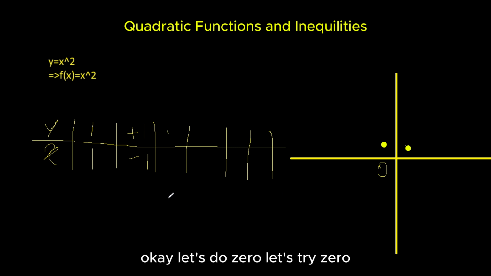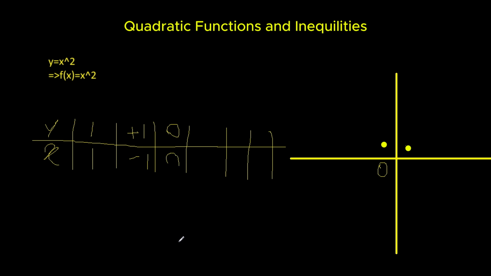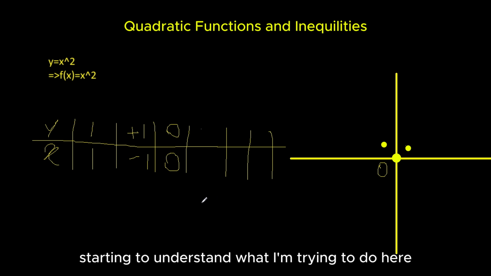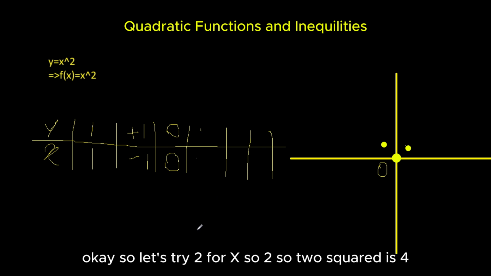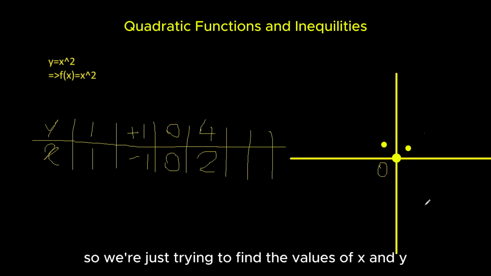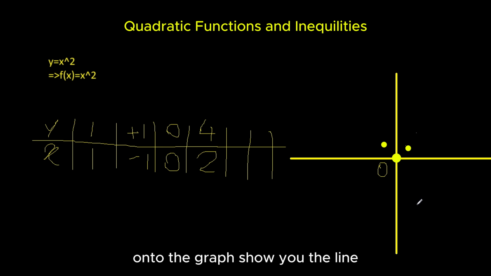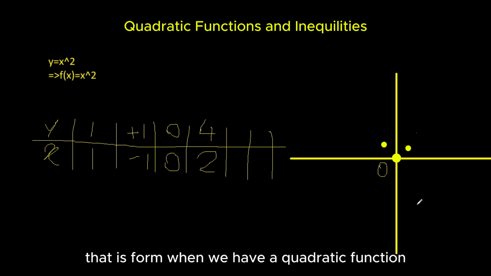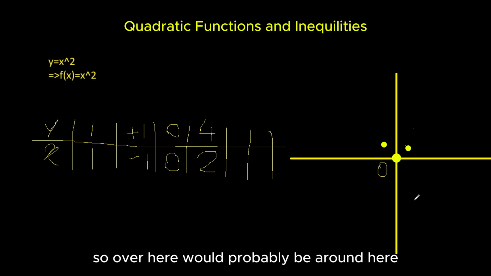Okay, let's try 0. 0 squared would be 0, so it would be right here. Some of you may be starting to understand what I'm trying to do here. Okay, so let's try 2 for x. So 2 squared is 4. So over here we'll write 4. So we're just trying to plot the values of x and y onto the graph to show you the line that is formed when we have a quadratic function. So over here it would probably be around here.